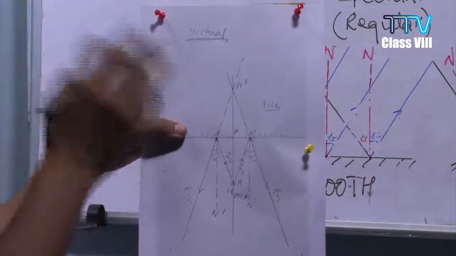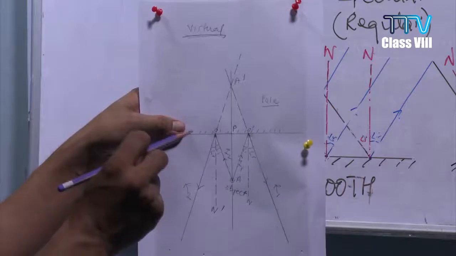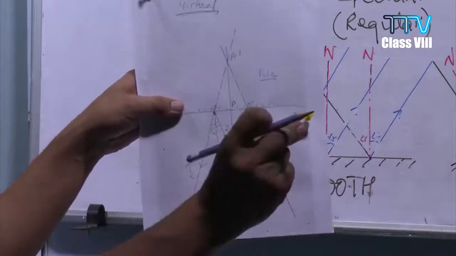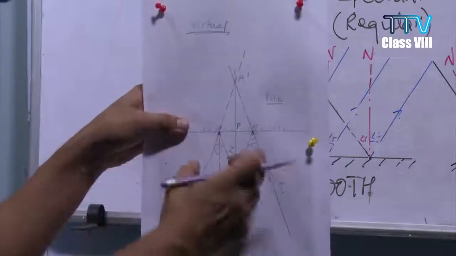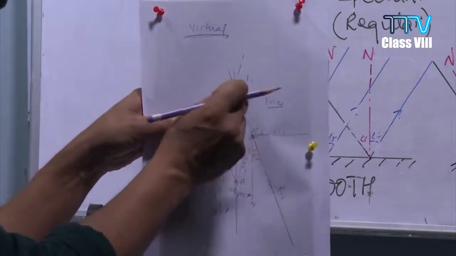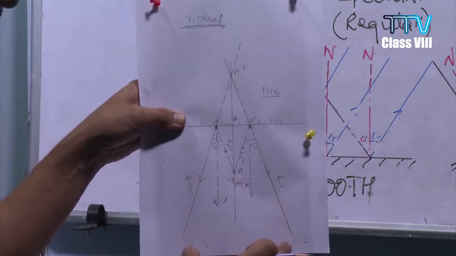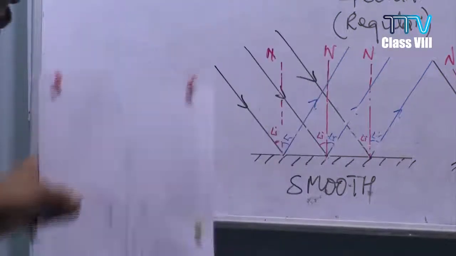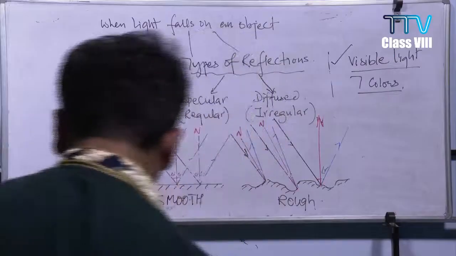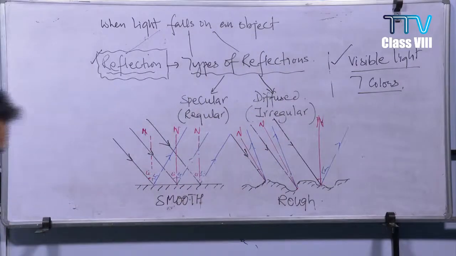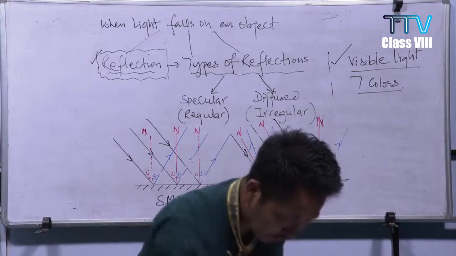Real image is formed on the screen. The reflected rays intersect, so the image can be obtained on a screen, and it is a real image. In a virtual image, the two reflected rays are not actually intersecting. So a virtual image is different from a real image.